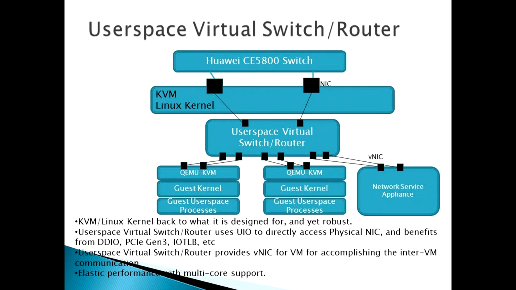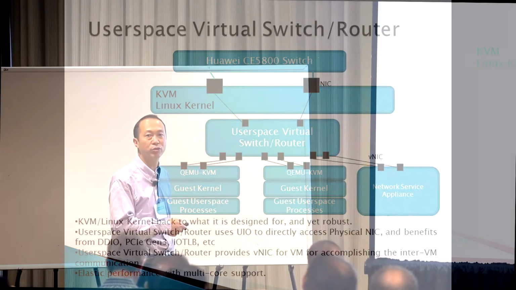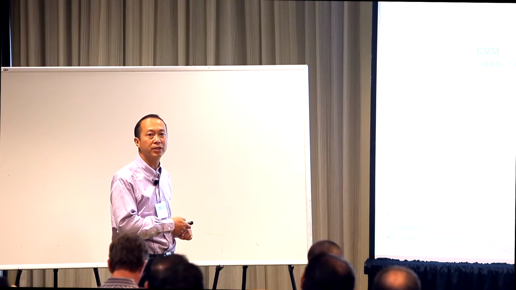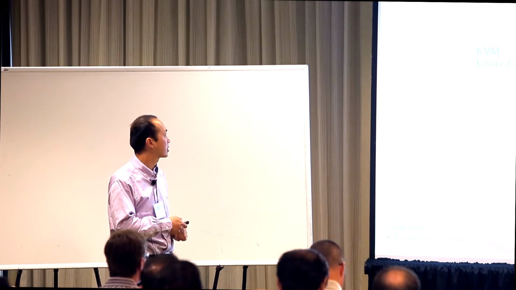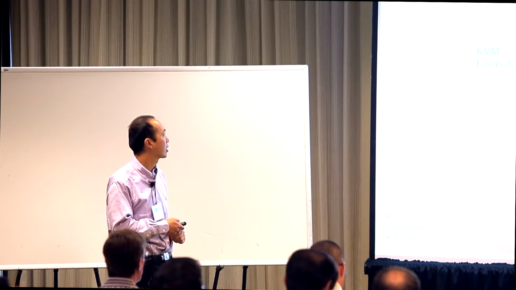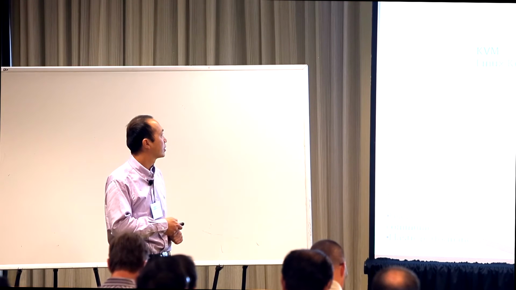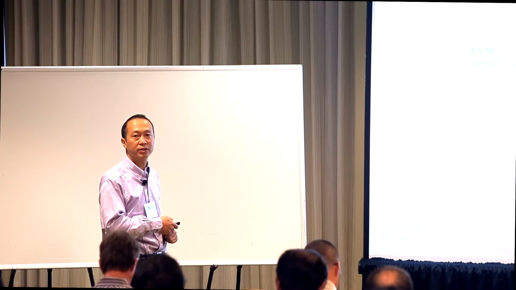I will go a little bit slow for this one, because there's a jump in the concept. Inside the user-space switch or router, we can still use UIO technologies to provide driver access directly to the physical NIC cards. Certainly, it can also benefit from the other Intel DPDK solutions like DDIO, IOTLB, and PCIe solutions. In these solutions, all the VNICs are provided in the user space as well. This is also a difference.